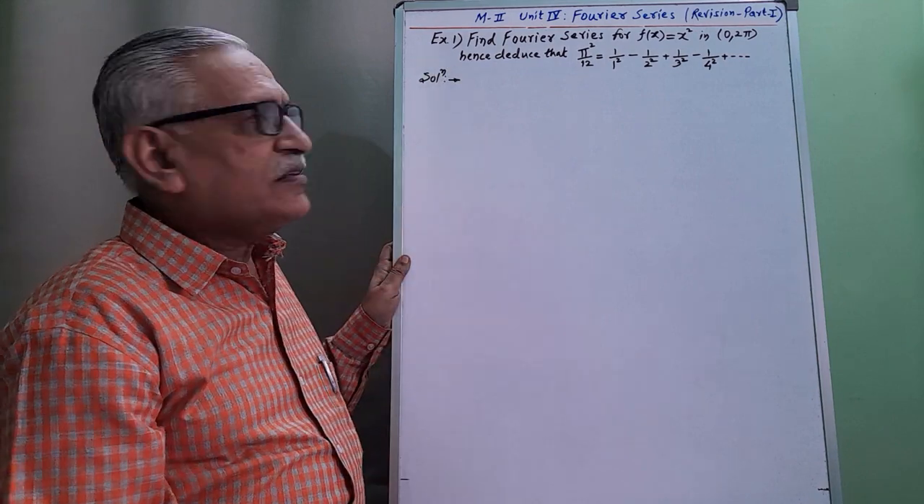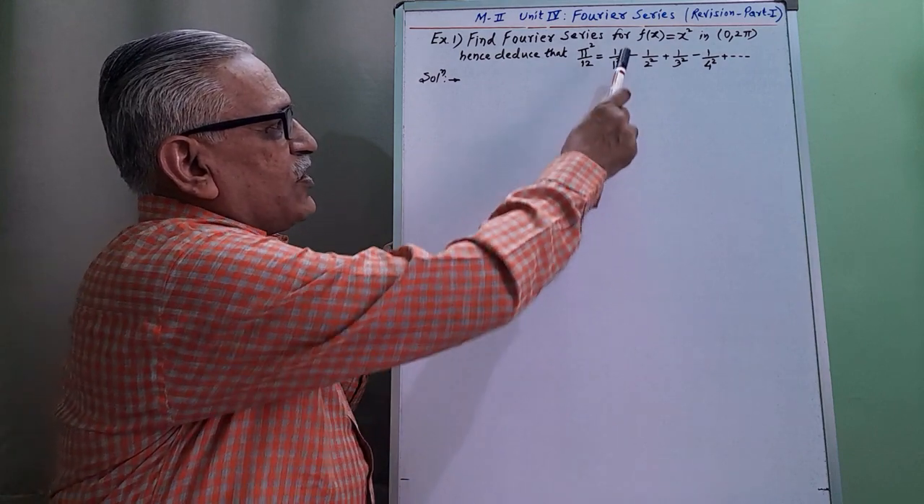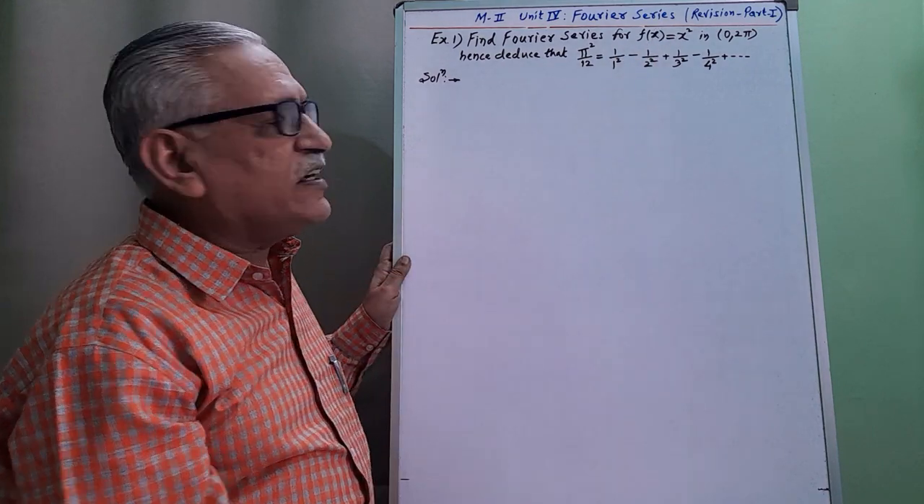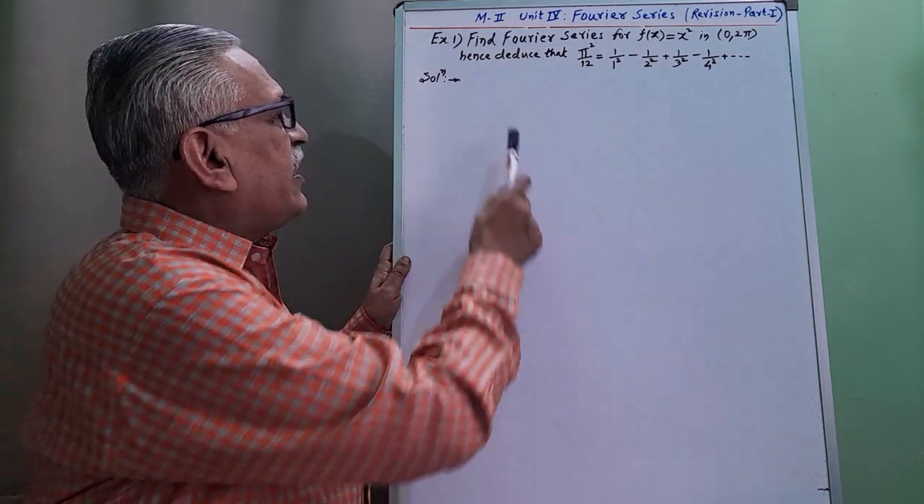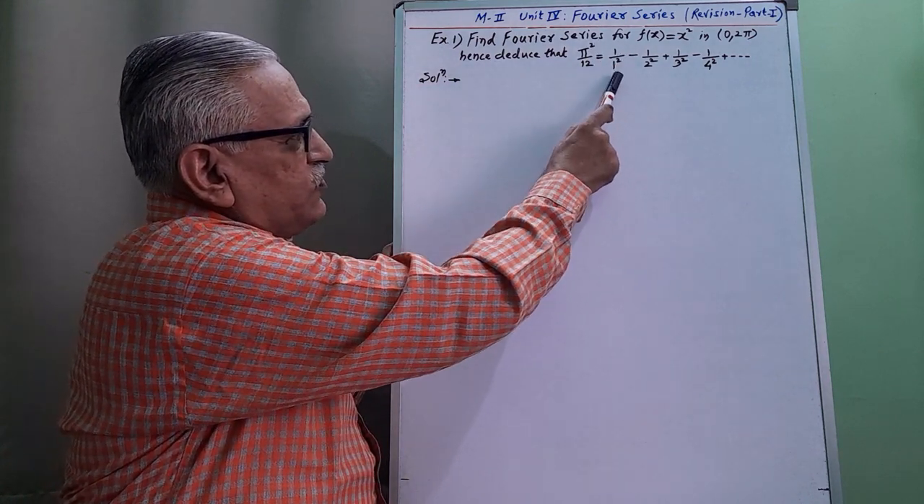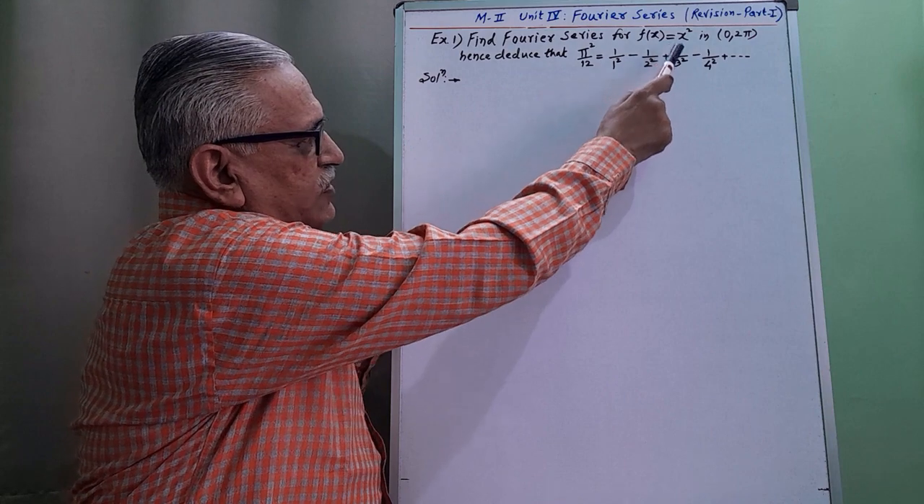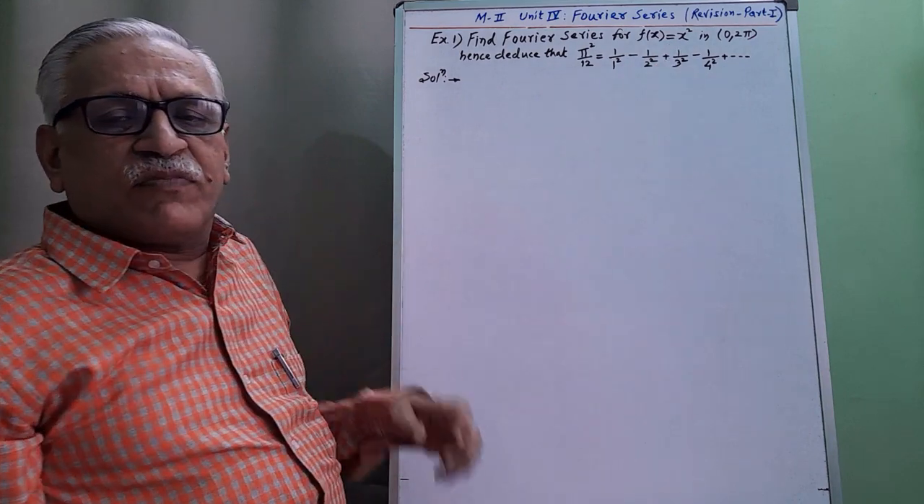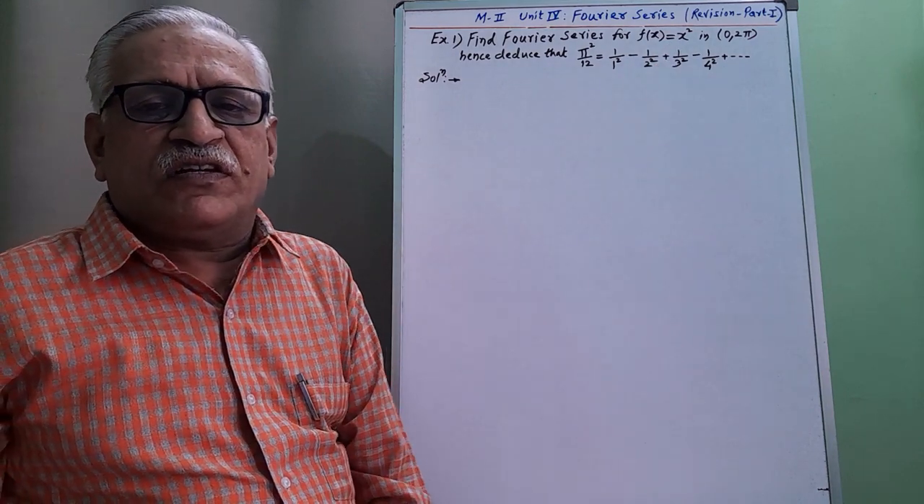First example, find Fourier series for f of x is equal to x square in the interval 0 to 2 pi and hence deduce that pi square by 12 is equal to 1 by 1 square minus 1 by 2 square plus 1 by 3 square minus 1 by 4 square and so on.